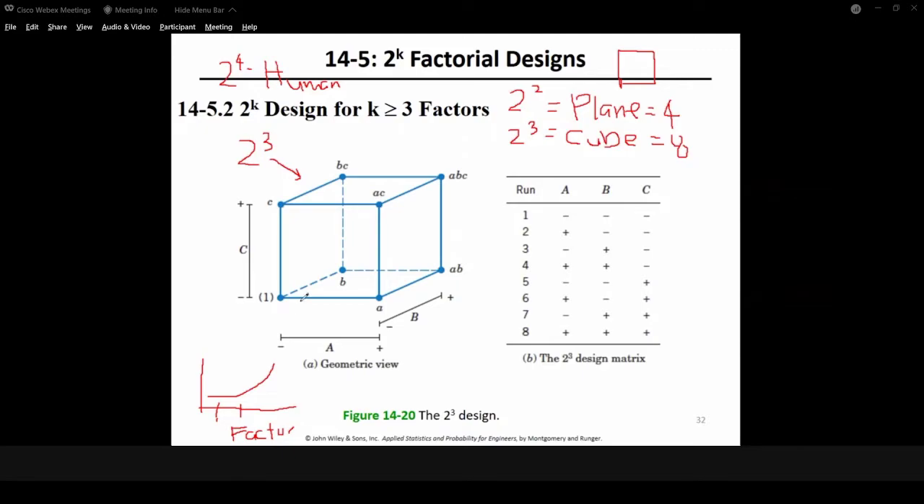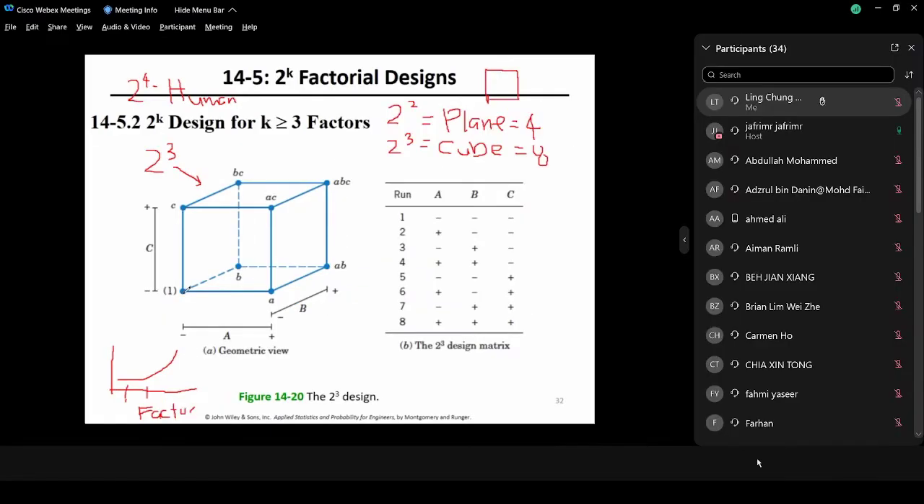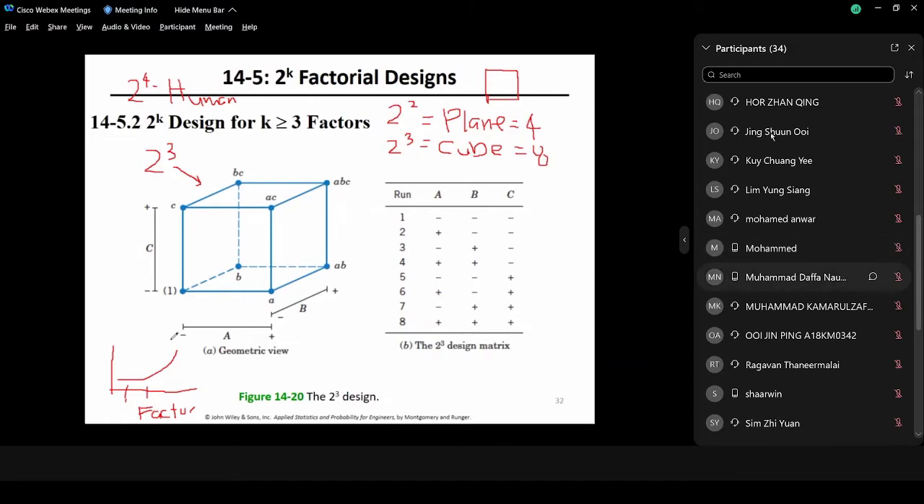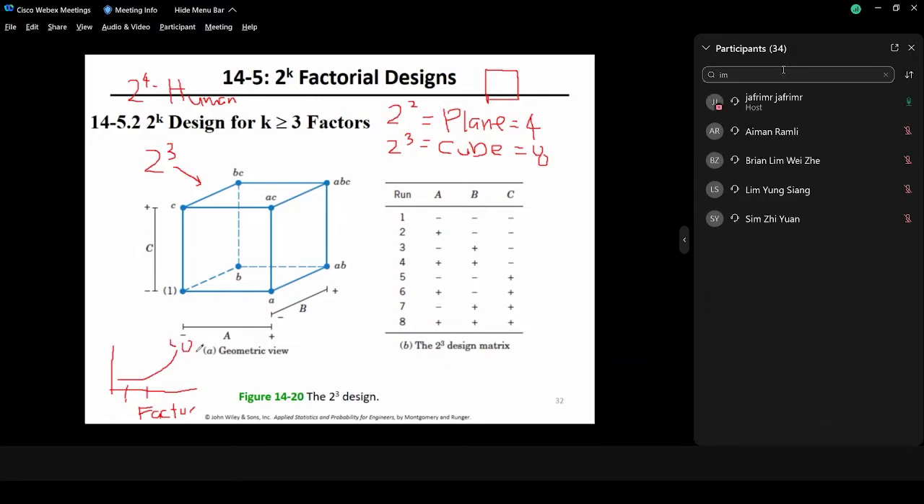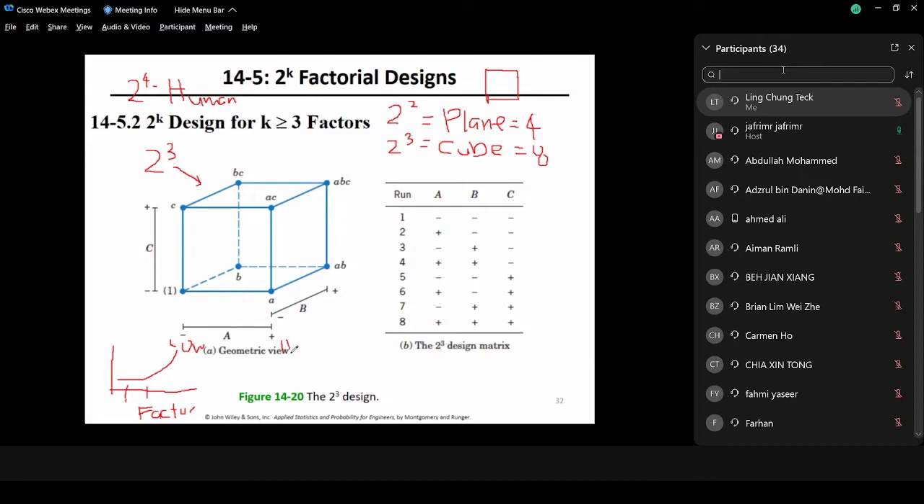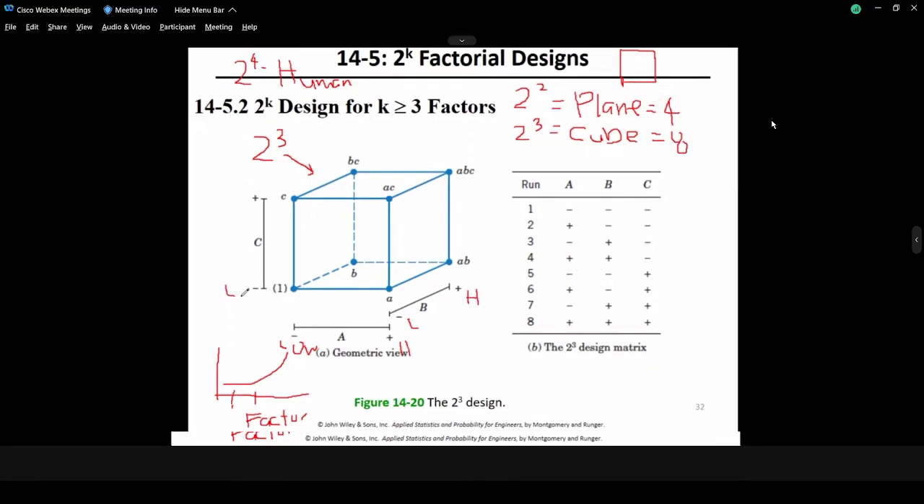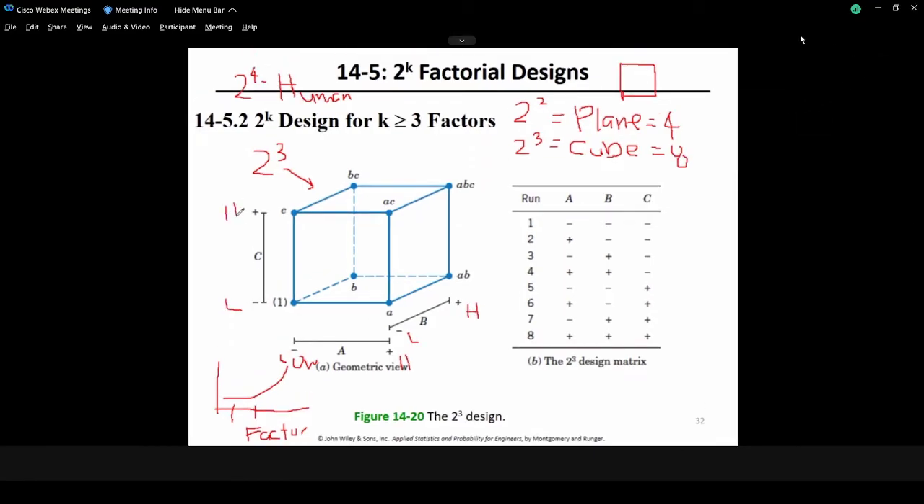Okay, so this is 8 runs. Remember here, 0, 1, that means 1. 1 means A at low level, right? A at low level. This is low, remember here, guys. This is high. B low. This is high. C low. This is high. If you look at this corner point, A at low level, B at low level, and this is the one here.